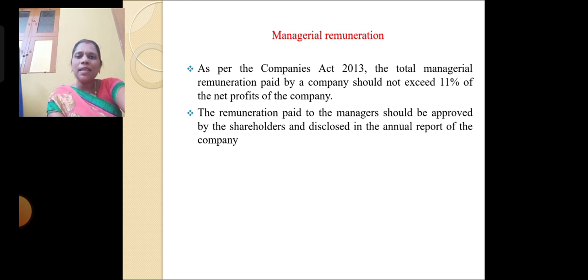Next, we discuss managerial remuneration. As per the Companies Act 2013, the total remuneration paid by the company should not exceed 11% of the net profit of the company. Normally, for the remuneration given to the manager, certain limits are prescribed by the Companies Act. For a full-time director, part-time director or manager, 5% may be given by the company, but the commission rate overall will not exceed 11% of the net profit of the company. The remuneration paid to the manager should be approved by the shareholders of the company and disclosed in the annual report of the company.